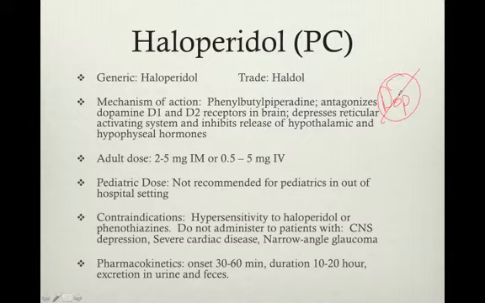Contraindications: hypersensitivity to haloperidol or phenothiazines. Do not administer in patients with CNS depression, severe cardiac disease, or narrow-angle glaucoma. Pharmacokinetics: onset in about 30 to 60 minutes. Duration is about 10 to 20 hours. Excreted in the urine and feces.